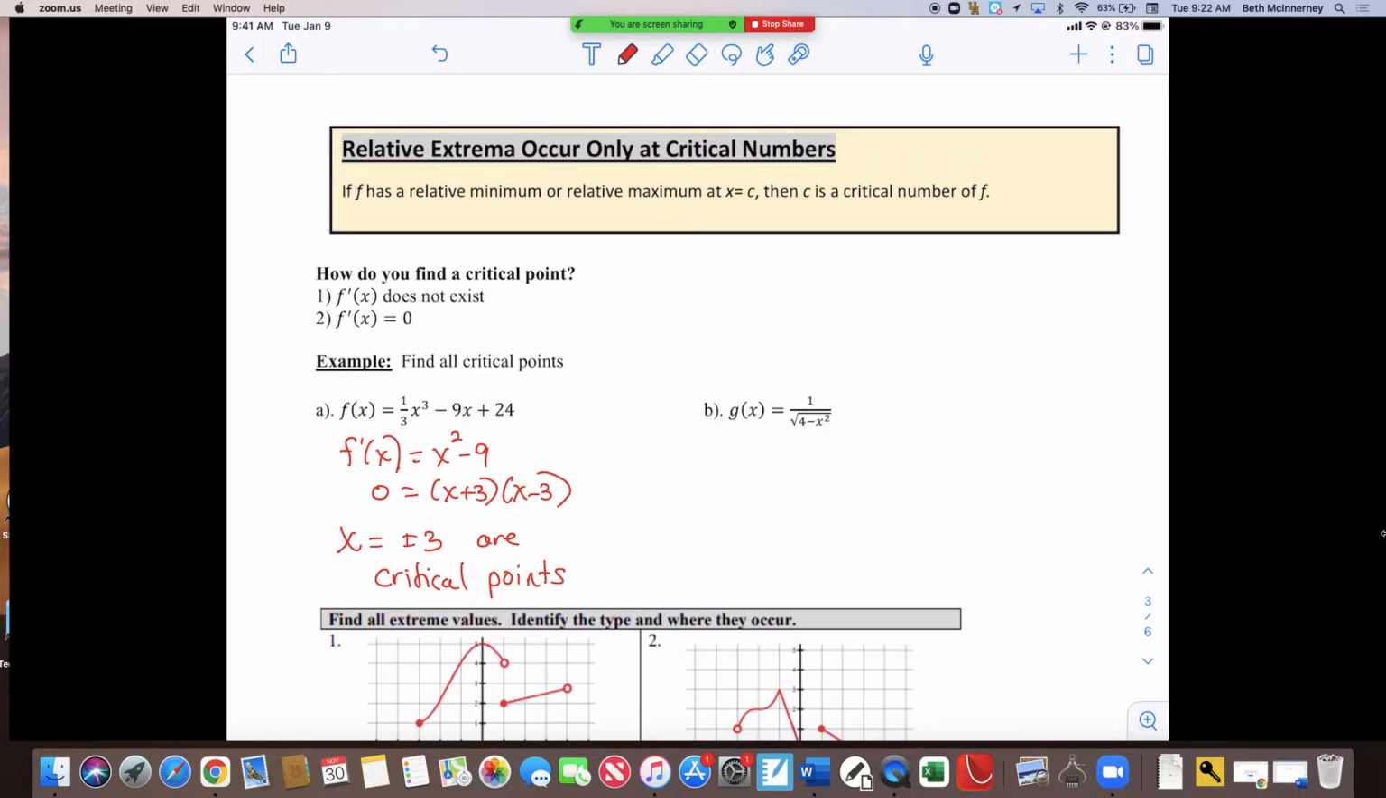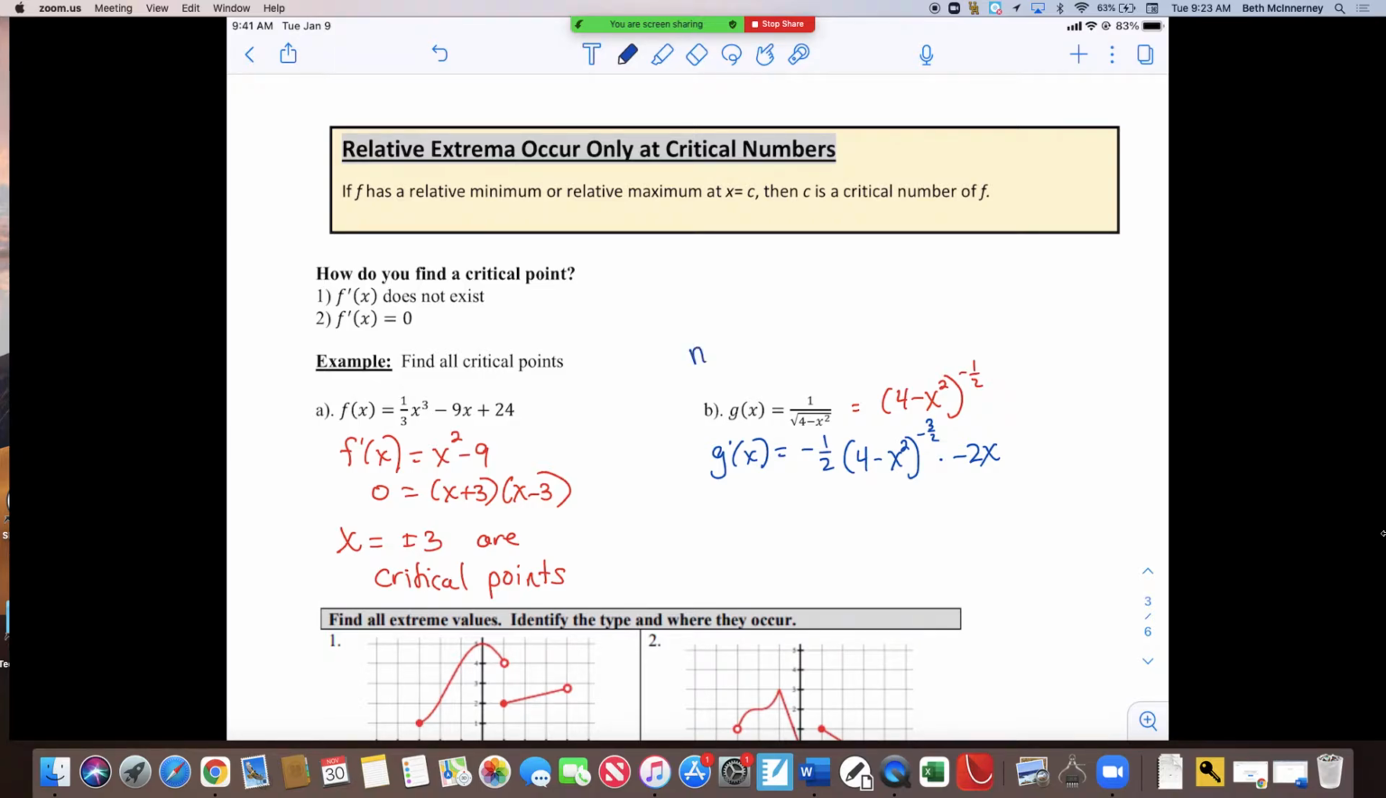All right, letter A, did you get f prime of x was x squared minus 9? That factors, you set it equal to 0. Make sure you are showing setting equal to 0. So x equals plus or minus 3 are critical points. For letter B, I'm going to first rewrite this as 4 minus x squared to the negative 1/2 power. Then g prime of x, you bring down the power, decrease the power by 1, and then we're going to do the chain rule.